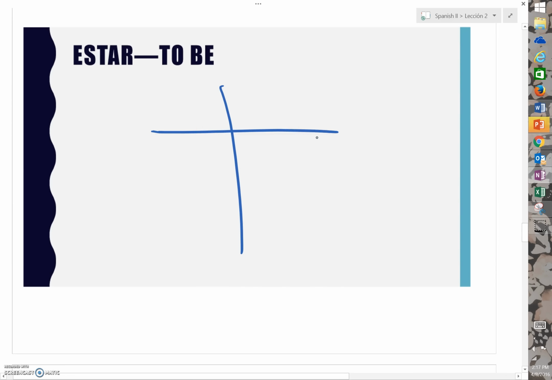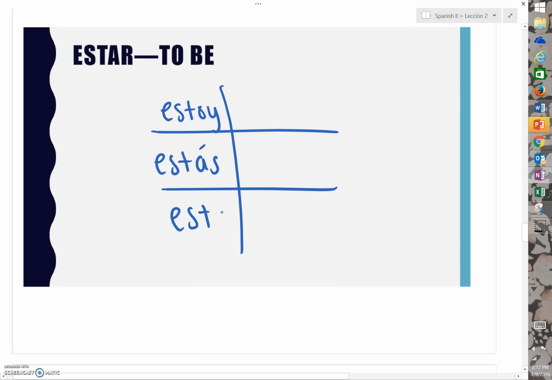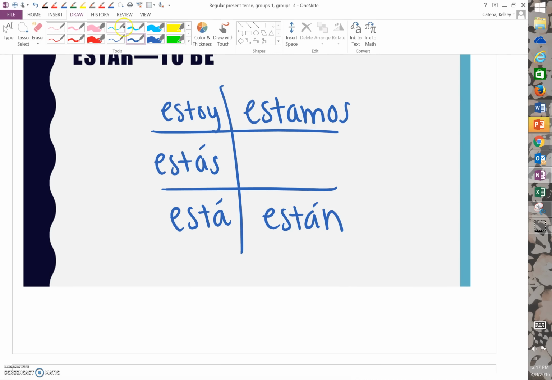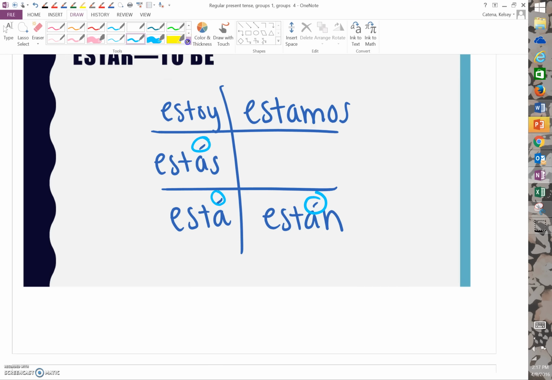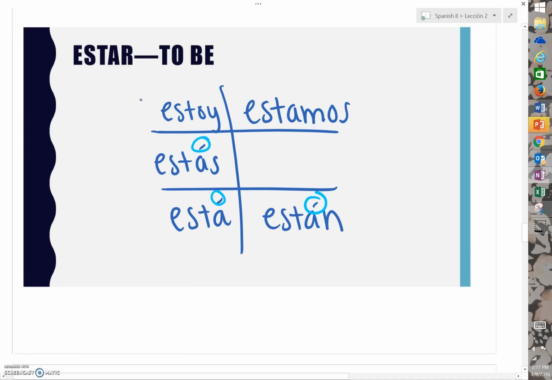Let's move on to estar. Estoy, estás, está, estamos, están. Part of what makes estar irregular is the fact that it has accent marks over its endings in the tú, él, ella, usted, and ellos, ellas, ustedes form. It is very important that you remember to include these accents. Again, the conjugations of estar in the present tense are estoy, estás, está, estamos, están.